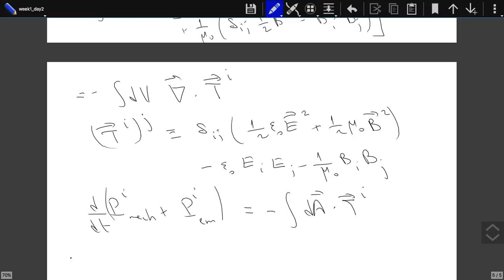Bunda bir gariplik var hocam. 1 bölü 2 mu 0 olması. Mu 0 is down. You're right.